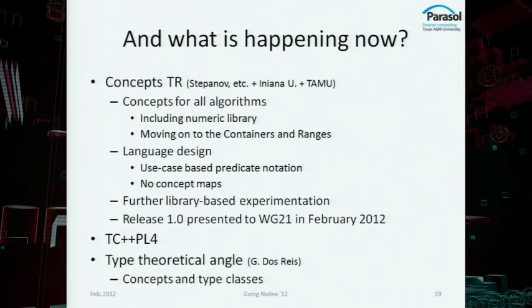OK, so what are we doing now? Well, the concepts TR we actually finished. That's published. Bjarne mentioned it. I've mentioned it a couple of times. We're continuing to build the work out. So I'm starting to look at the numeric library. I'm still looking at the numeric library. Moving on to containers and ranges. Actually, we cut the numeric library out of the technical report. That was probably another 20 pages. But we kicked it out specifically because of inner product.